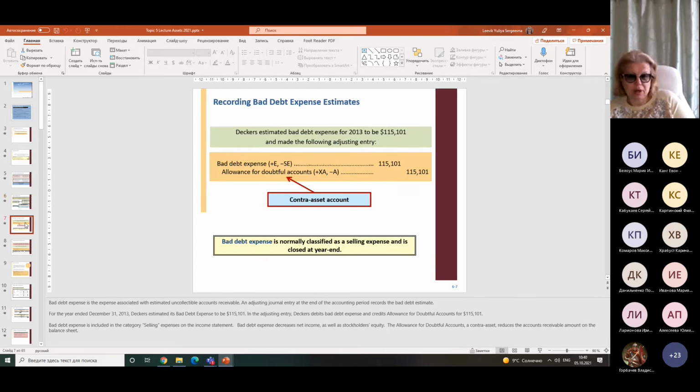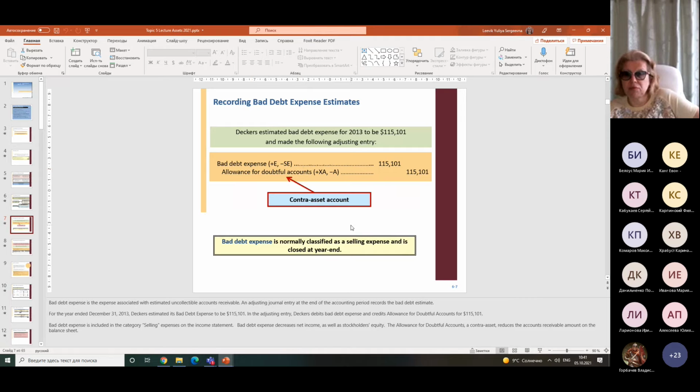So, well, when we recognize bad debt expense, instead of decreasing the accounts receivable account, we should open a special contra asset account with the title allowance for doubtful accounts. This is a contra asset account. And this account always has a direct relationship with the accounts receivable. So, once we recognize bad debt expense, we just put this amount in this specific account.